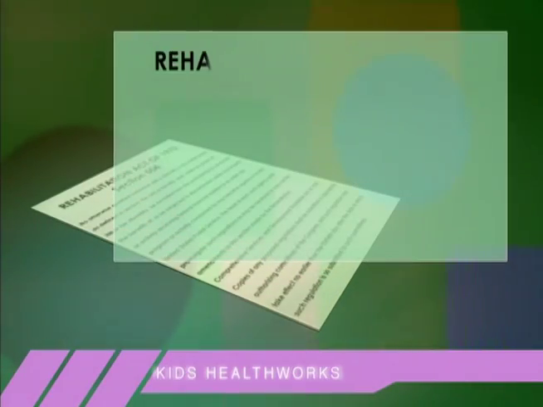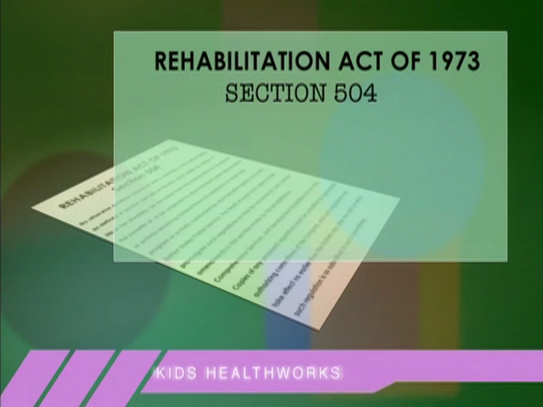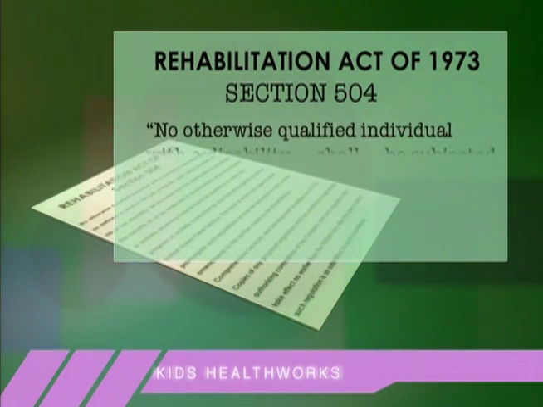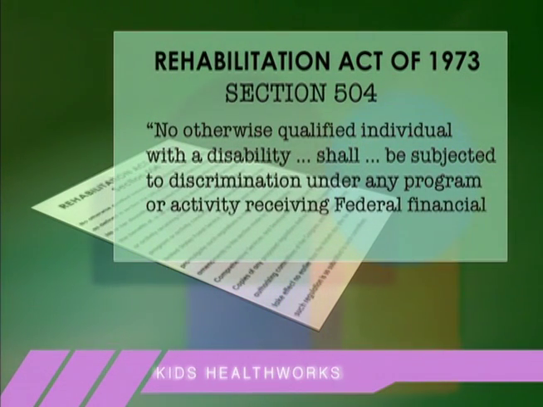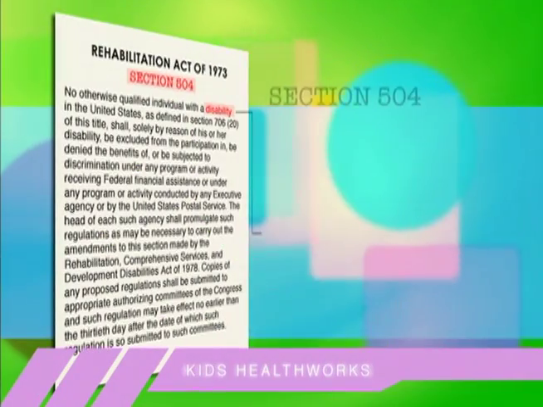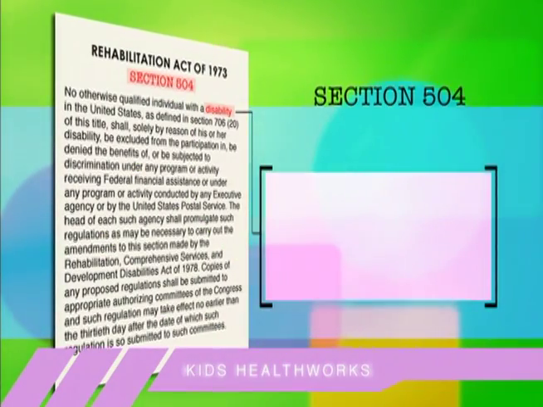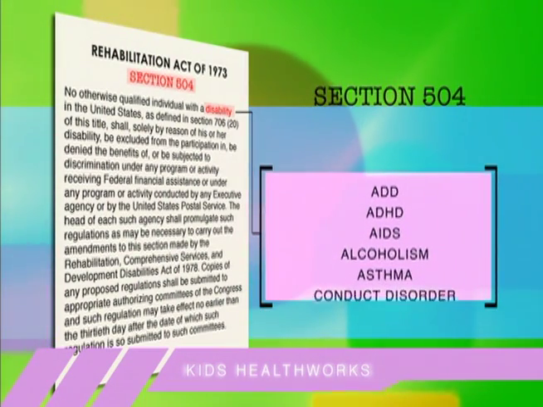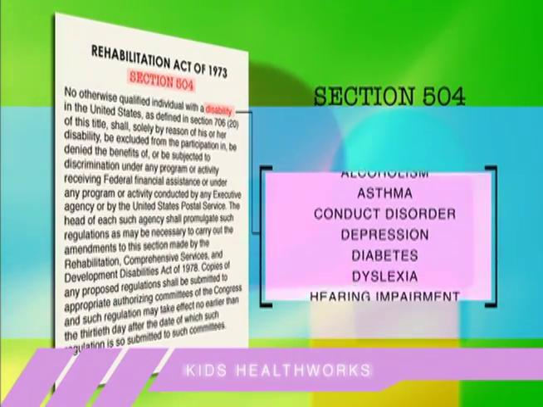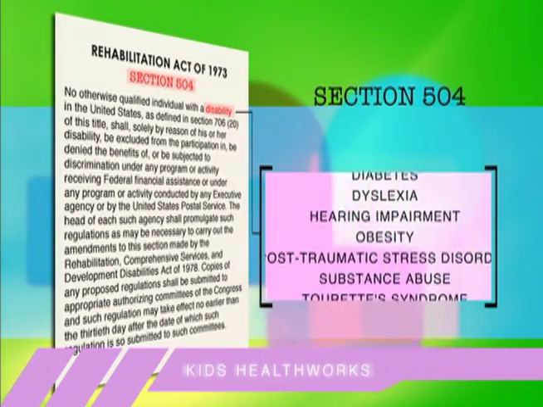Section 504 is part of the Rehabilitation Act of 1973. It prohibits the discrimination of any persons with a disability in any program receiving federal financial assistance. This includes public school students. Conditions that qualify for Section 504 run the gamut, from AIDS to dyslexia and obesity to Tourette's syndrome. Each of these conditions requires a different approach.